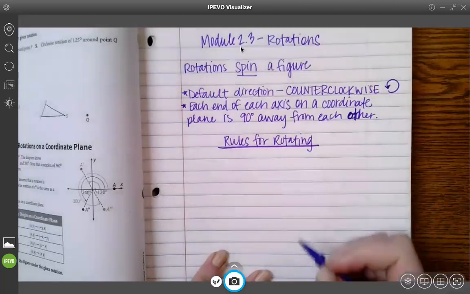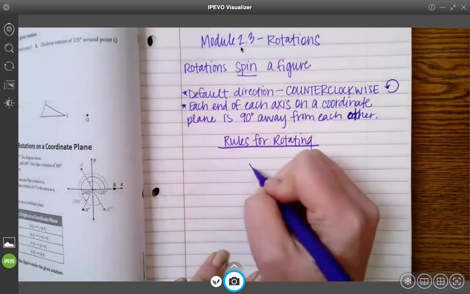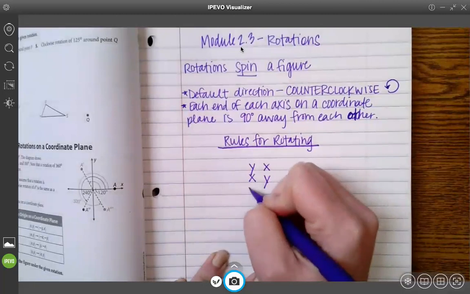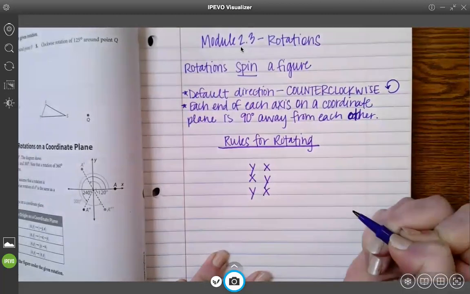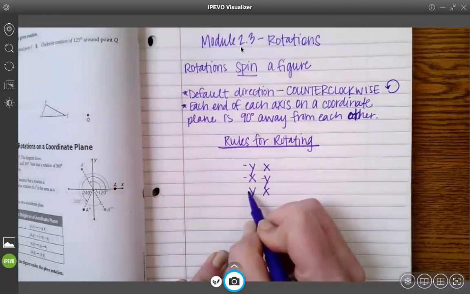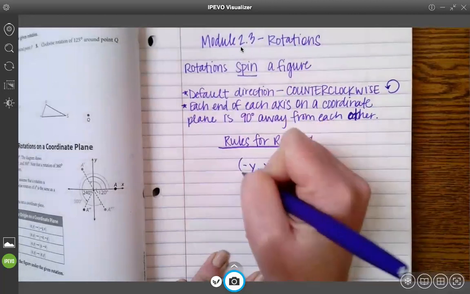So the rules for rotating go like this. You write down (y, x), (x, y), (y, x): negative first, negative both, negative last. Then we make those points.